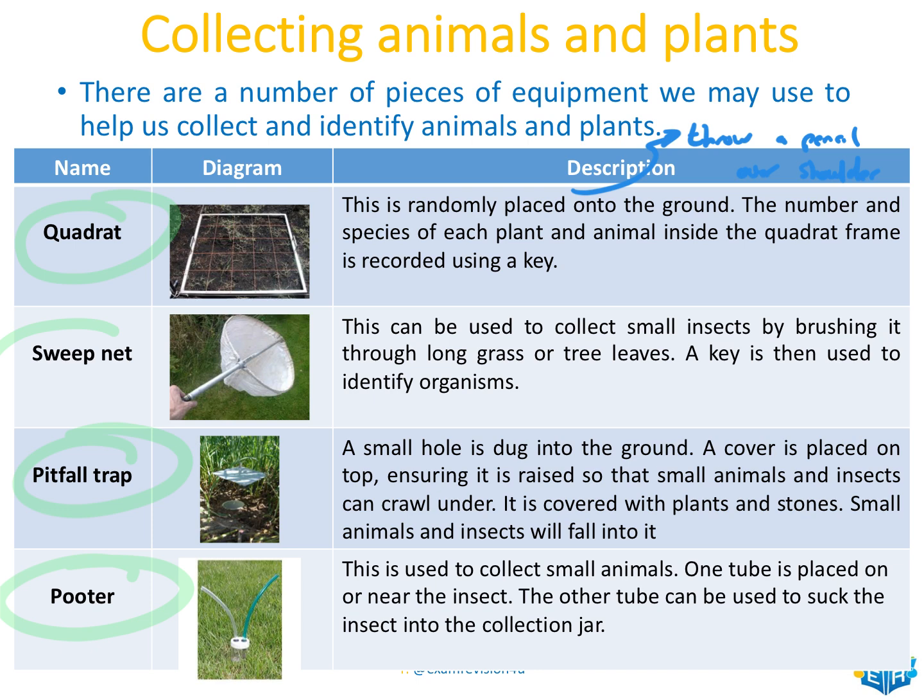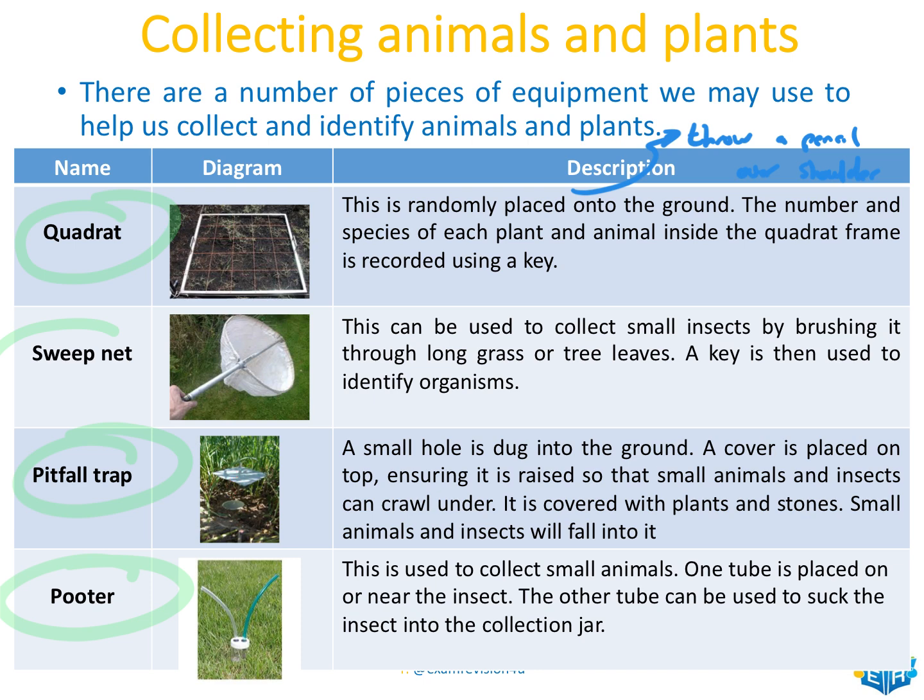are there. The pitfall trap, which you can see here, so we can see there was a hole dug into the ground and then there was a trap set into the ground, so it could be a plastic cup. So a small hole is dug into the ground, a cover is going to be placed on top, ensuring it is raised enough so that small animals and insects can crawl under. So this cover might have a couple of stones around the hole. The cover will be placed on top.